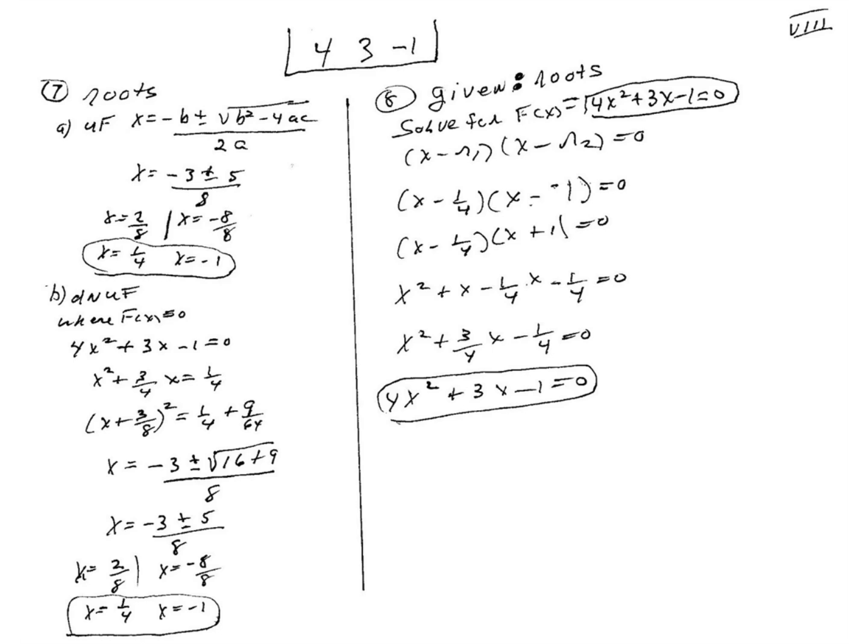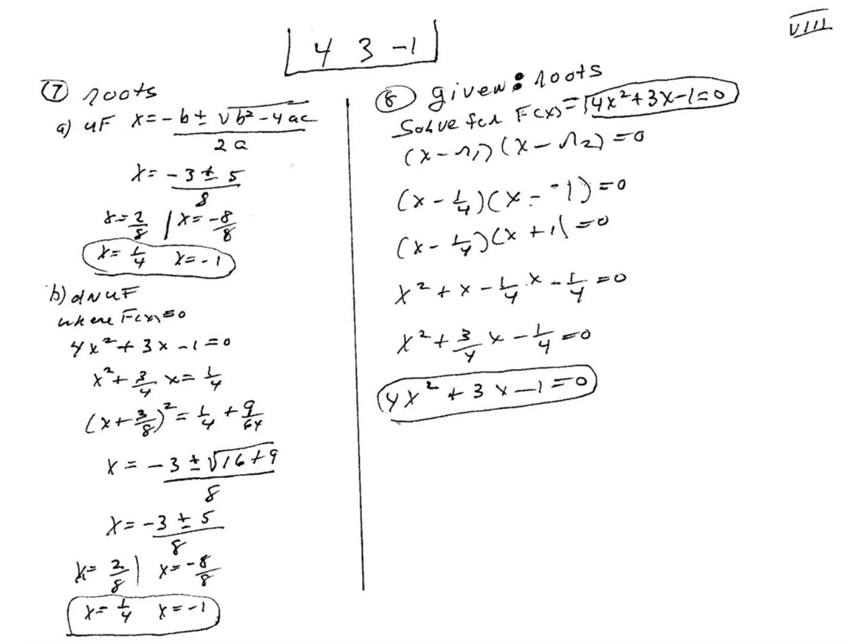Step 7, the roots. The a part for a is using the formula. And plugging in the numbers in that formula, we come up with x equals a quarter, and x equals minus 1. Part b, do not use the formula, where f of x is 0. We solve the quadratic equation where f of x is 0. 4x squared plus 3x minus 1 equals 0.